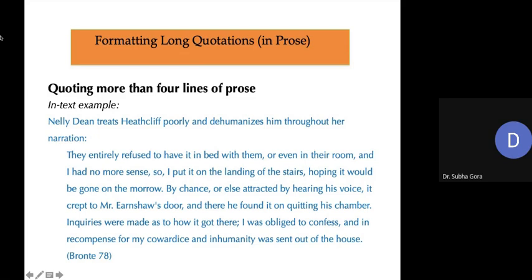And what happens if a new paragraph begins in the middle of the quotation? If it's a little longer and this paragraph ends here and a new paragraph pops in, then what do you do? You simply indent its first line. That shows that within the quoted text, there is a new paragraph that is popping up.